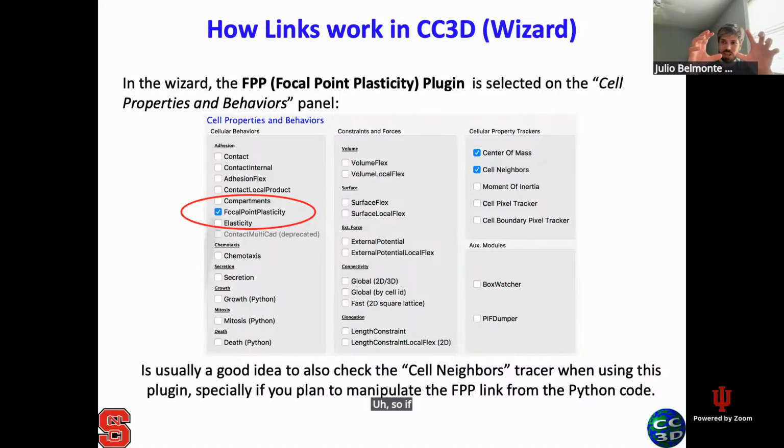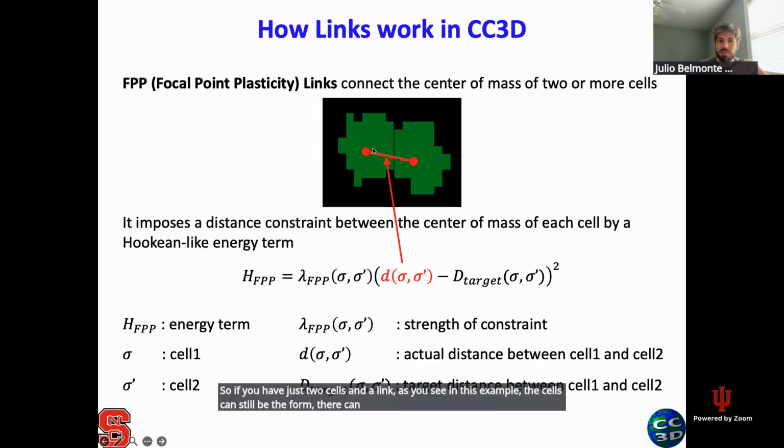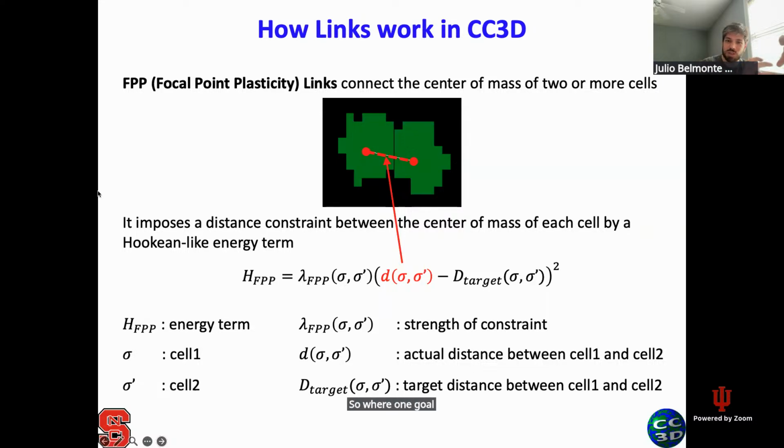So if you have just two cells in a link, as you see in this example, the cells can still be deformed. There can still be a force that makes those two cells go down or go to the left or go to the right. So they're still deformable, but they're coupled together very strongly. So where one goes, the other has to go as well.